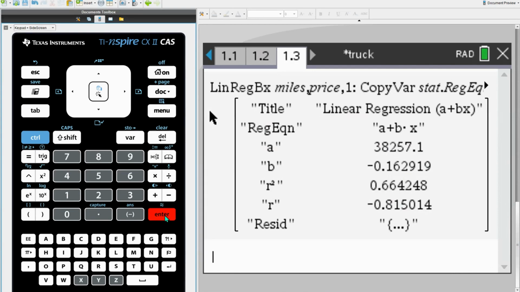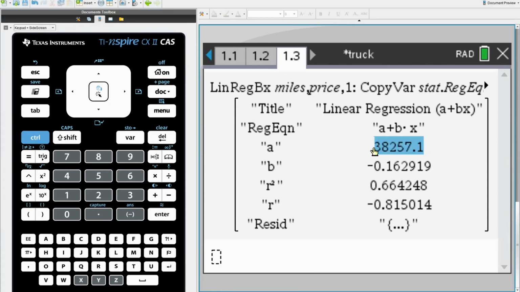And this printout informs us that the A value, the y-intercept, is the 38,257 that we talked about earlier. That the slope value is negative 0.1629, and it gives us the R value, the correlation, which is negative, which we expect because it's a negative relationship. And this one is pretty close to -1, indicating that there's a strong relationship.